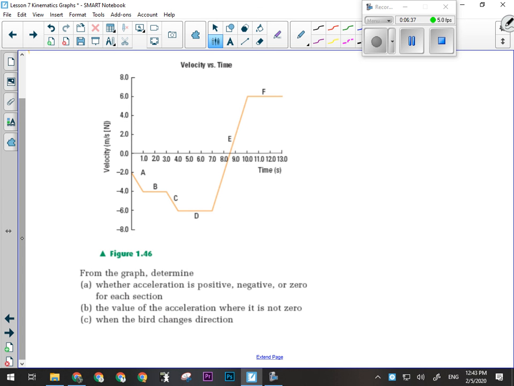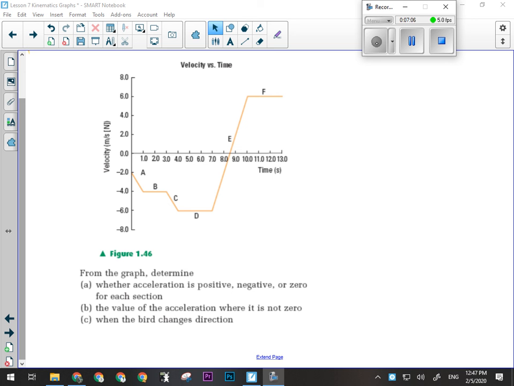So you can just write in A, is it positive or negative? In B, is it positive, negative, or 0? C, and so on. Then find the value of the acceleration anywhere it's not 0, and when the bird changes direction. I'll give you a couple minutes on that. What I mean by when is what time on the graph does the bird actually change directions from flying south to flying north.